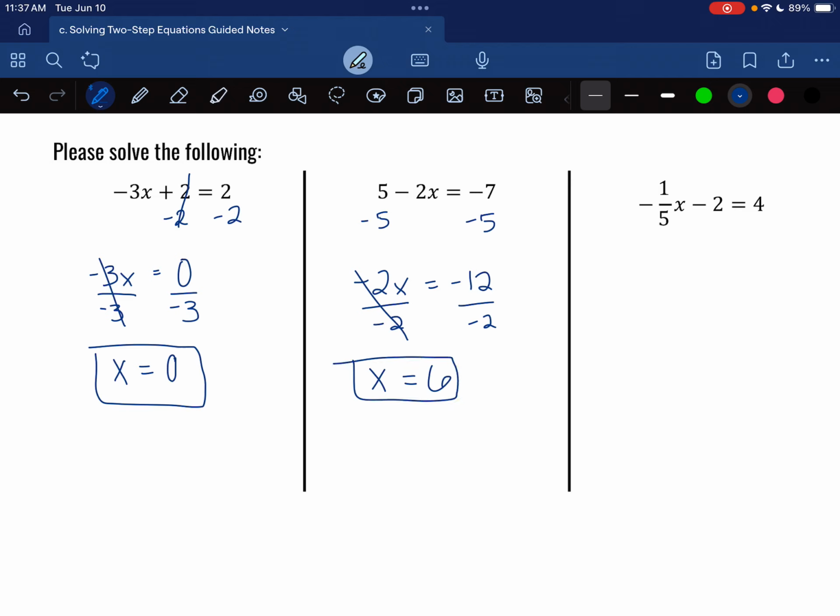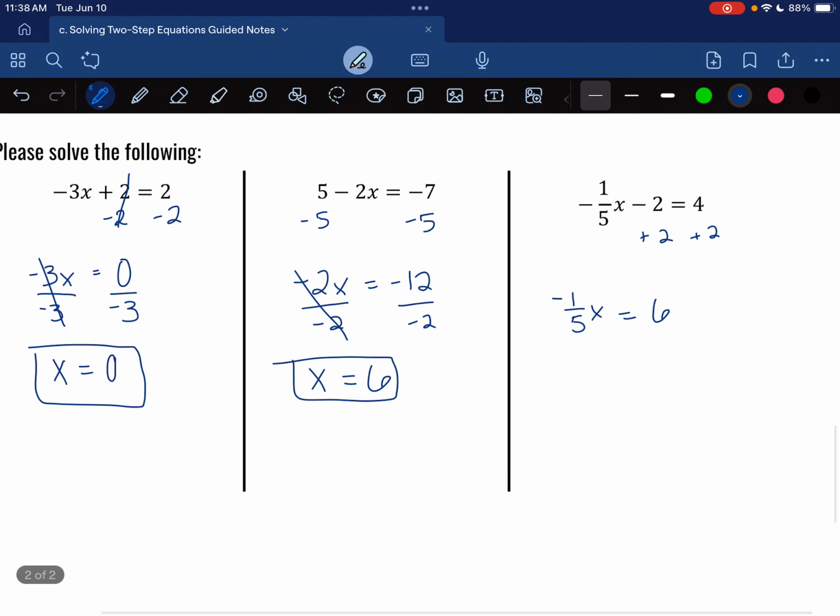And last but not least, we're going to add 2 to both sides. We have -1/5 x is equal to 6. To undo multiplying by -1/5, we could totally divide by -1/5, and that's totally legal. But whenever you divide by a fraction, you end up multiplying by the reciprocal anyways, right? So I could just multiply this by -5, which is the same thing as -5/1, right? And I'll end up with these canceling, and I'll have x is equal to negative 30.